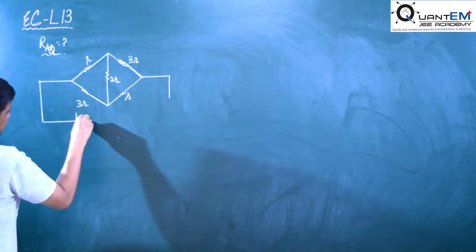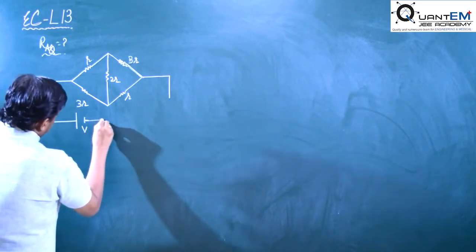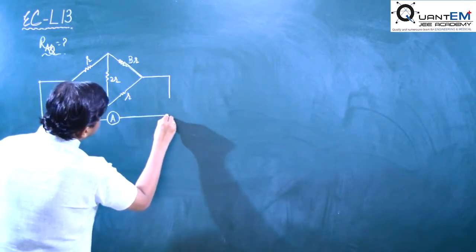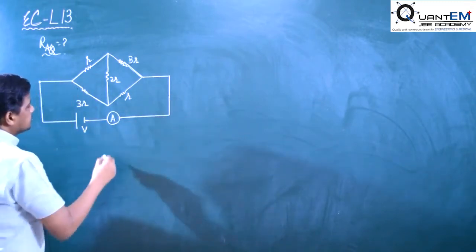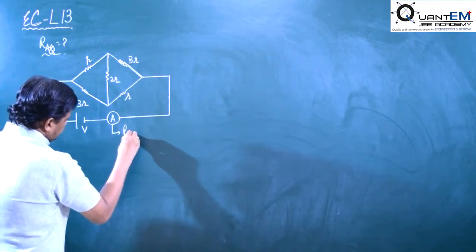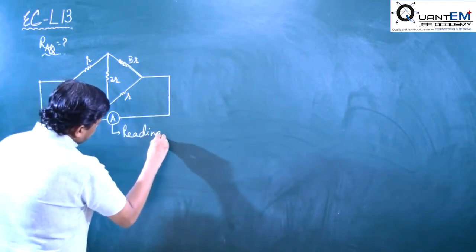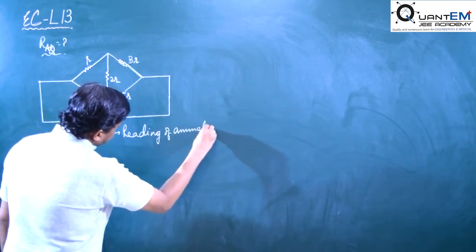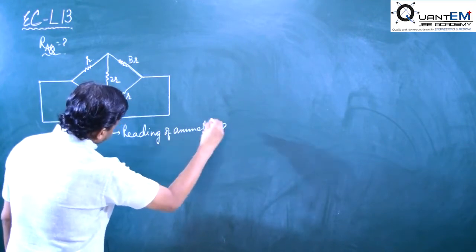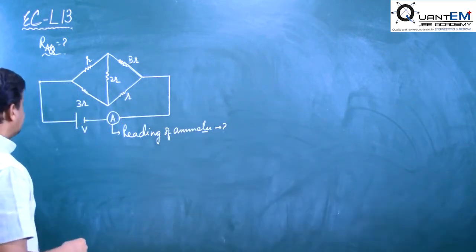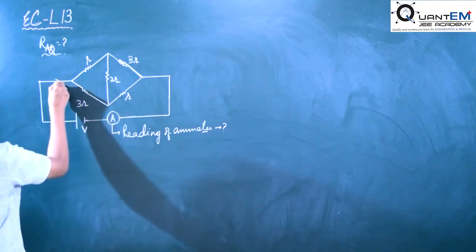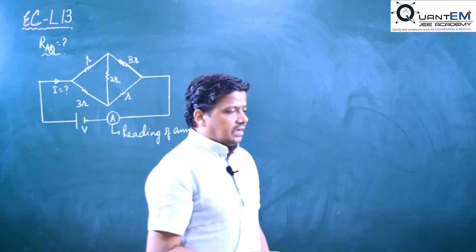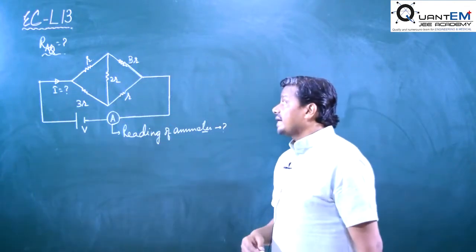Here we have supply V, and an ammeter is connected with the circuit. What we have to get? The reading of the ammeter we have to get. And the equivalent resistance also we have to get, means we have to get the value of the current flowing through the circuit, and the question may ask to find the current in each arm of the given circuit.